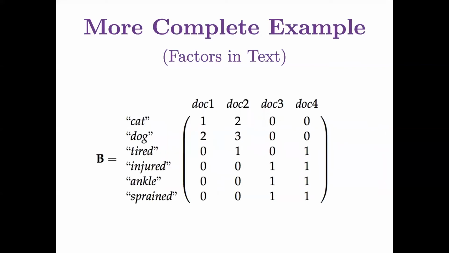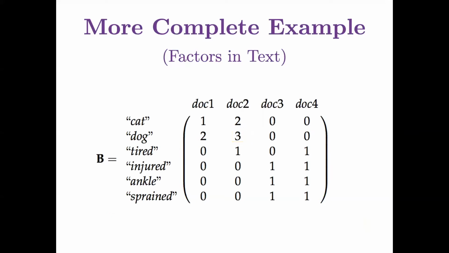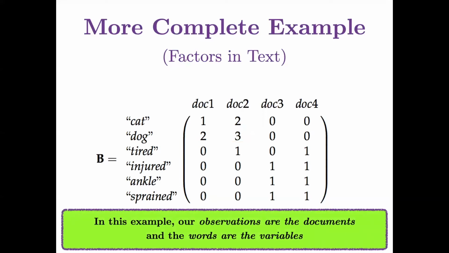Now, the way that this data gets transformed into numeric data that the computer can use is through a term document matrix. So here along the rows, I have all of those terms that were highlighted in red: cat, dog, tired, injured, ankle, sprained. And along the columns, I have the 4 documents. Each entry in this matrix tells us how many times the word on that row appeared in the document on that column. So for instance, the word dog appears 3 times in document 2, as can be seen by the 3 in the 2-2 position of the matrix. So in this example, our observations are the documents, and the words are the variables that describe those documents.